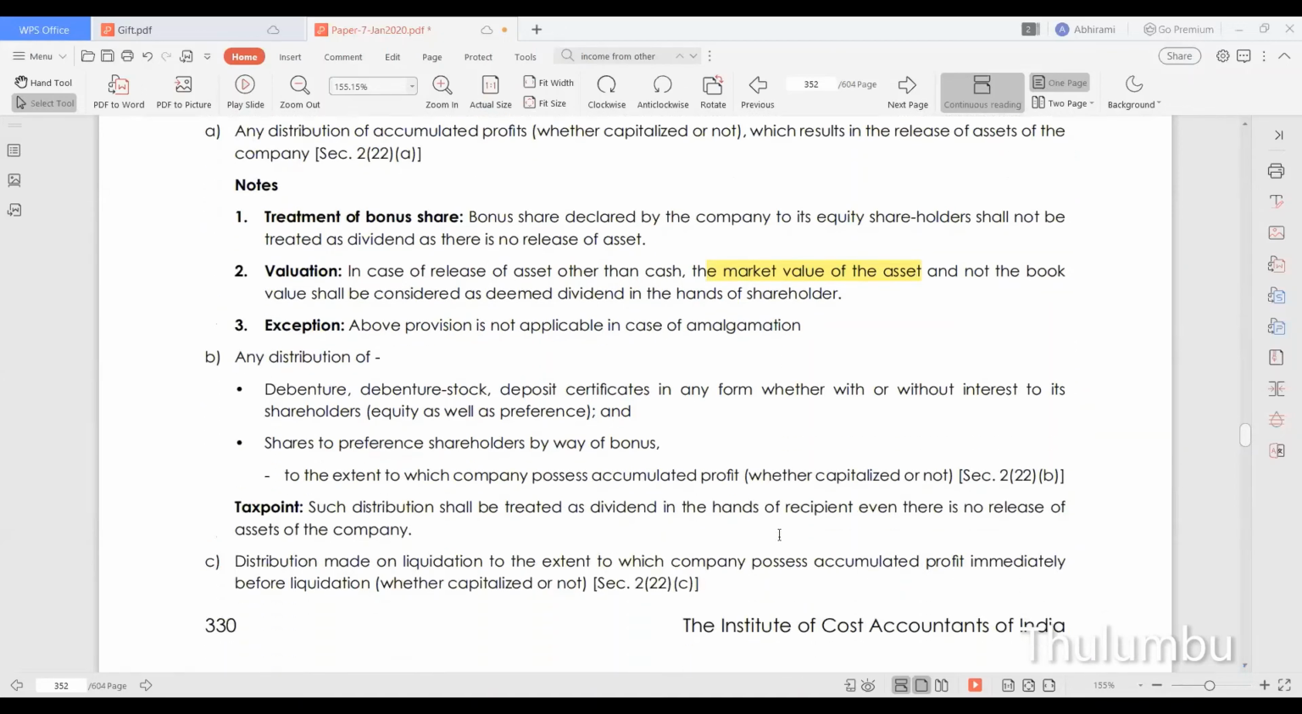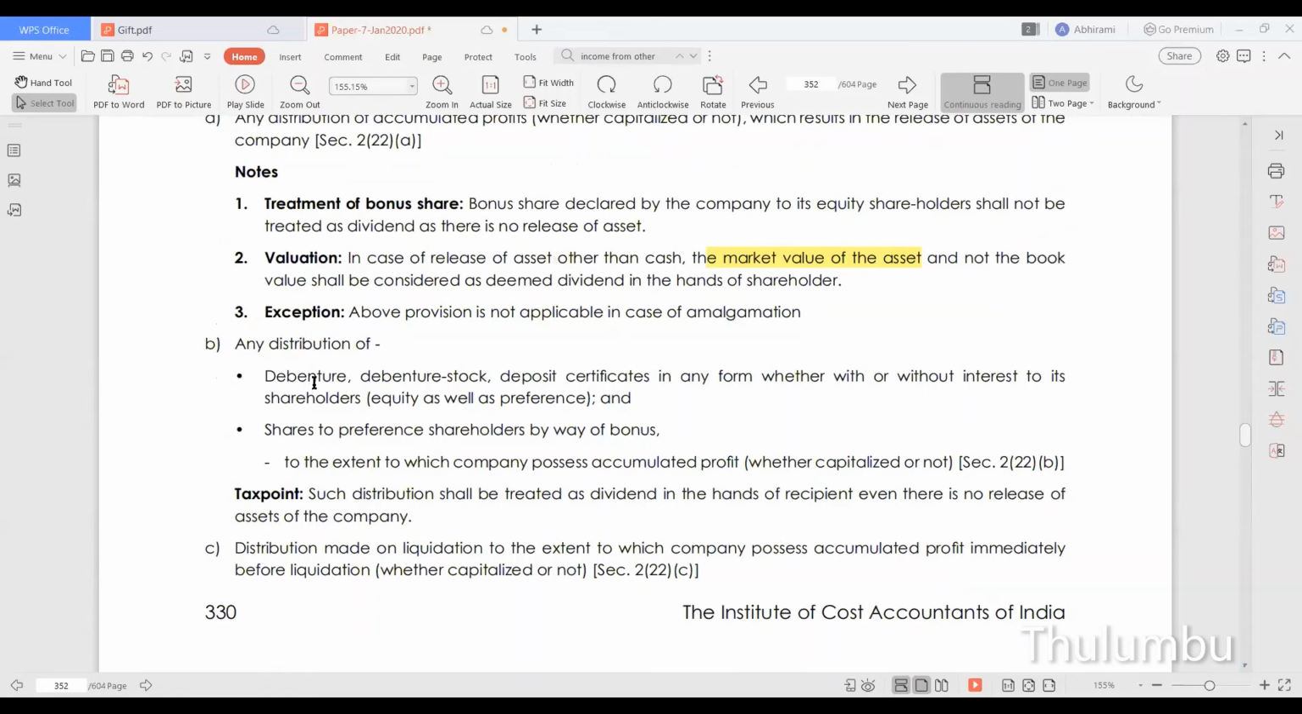So next is any distribution of debenture stock, deposit certificate to the shareholders. If I give back debentures to the shareholders, who will have only shares, and instead of shares I am giving them debenture or debenture stock, this is to be considered as dividend.